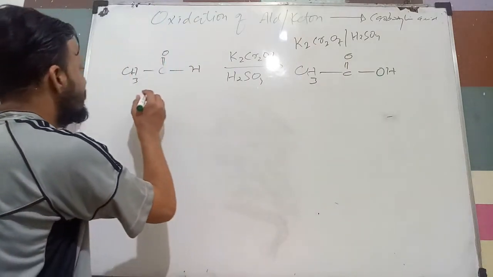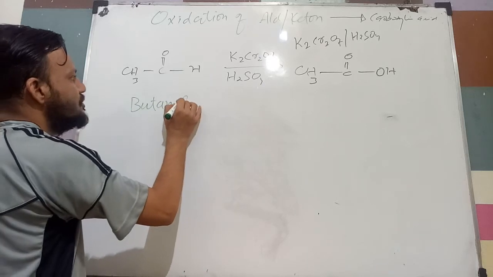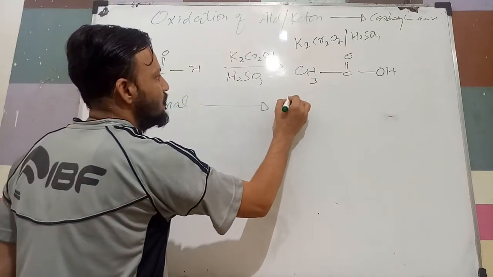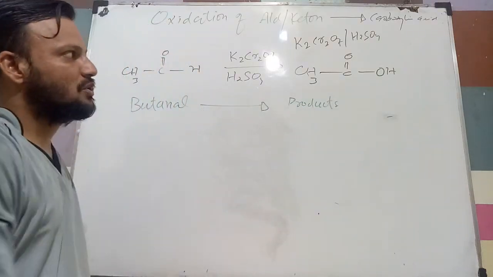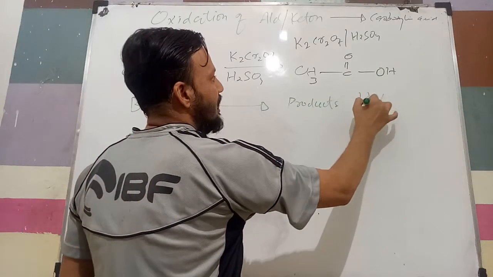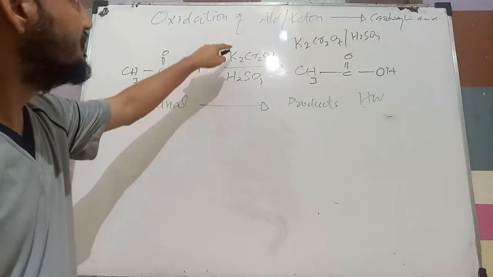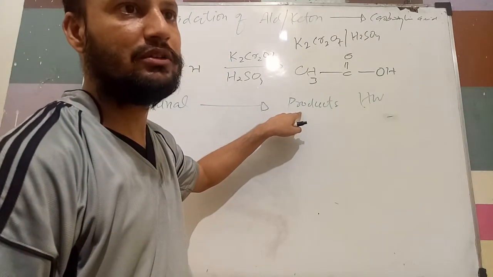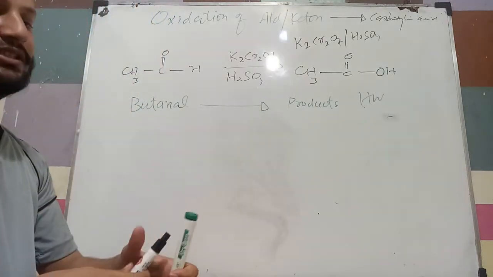Right? Similarly, if you have butanol, what must be the product? This is a homework. If here you have butanol, that butanol upon oxidation with these two compounds will produce another compound that you need to guess. Next is oxidation of ketone. That is somewhat difficult, right?